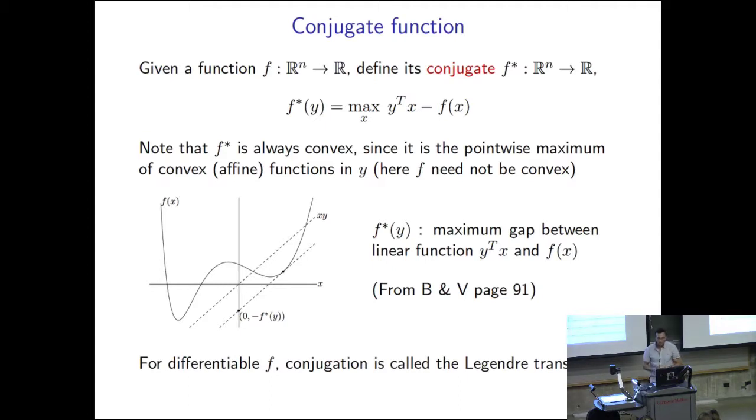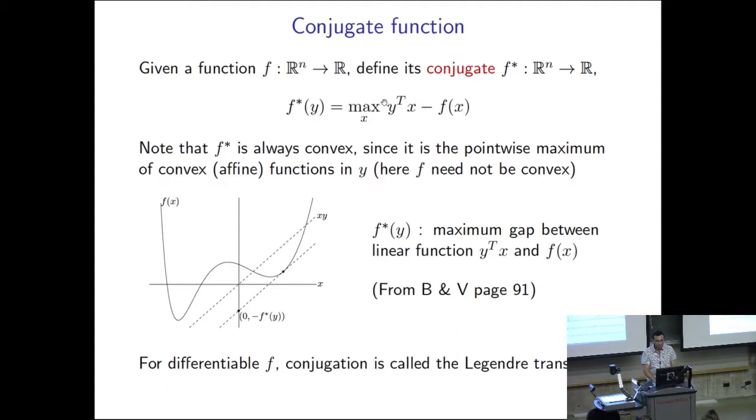And this conjugate f star is always convex, since it's the pointwise maximum of convex functions in y. In fact, it's the same reason why the Lagrange dual function is always concave. It was the exact same rationale.